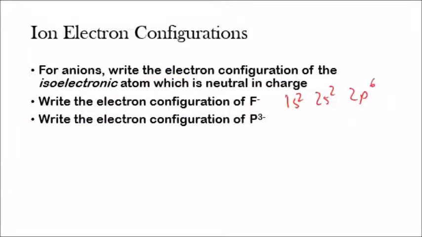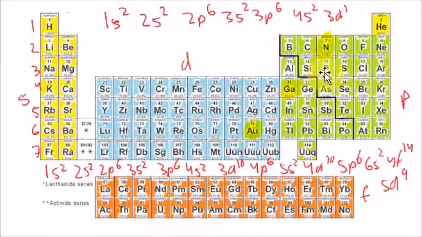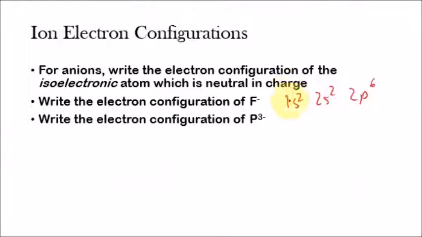Okay, and let's do another one. So for phosphorus, phosphorus is right here. A regular phosphorus atom would have 15 electrons and 15 protons. However, we're talking about P3 minus, so that's 3 more electrons to get that 3 minus charge. So that's 18 electrons. So we look at the atom which has 18 electrons, the isoelectronic atom. That would be argon. So we just write the electron configuration for argon, 1s2, 2s2, 2p6, 3s2, 3p6. Okay, so that's pretty simple.